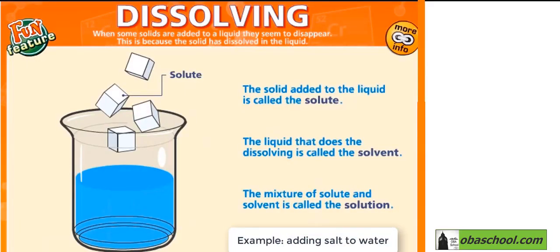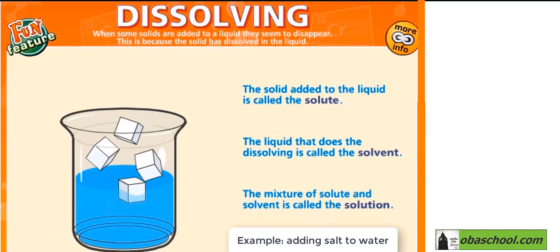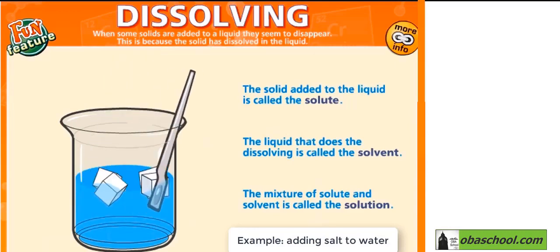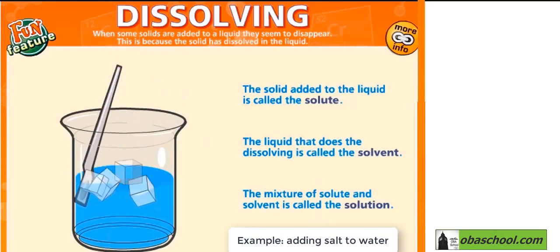In dissolving, the solid is added to the liquid and it's called the solute. The liquid that does the dissolving is called the solvent, like water, for example. The mixture of the solute and solvent is called the solution.